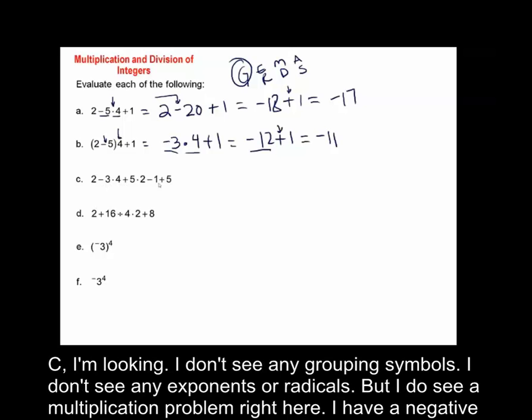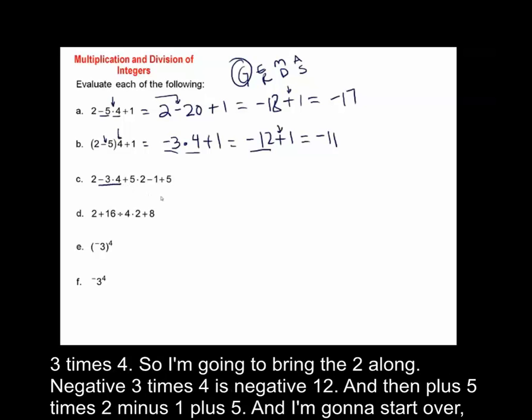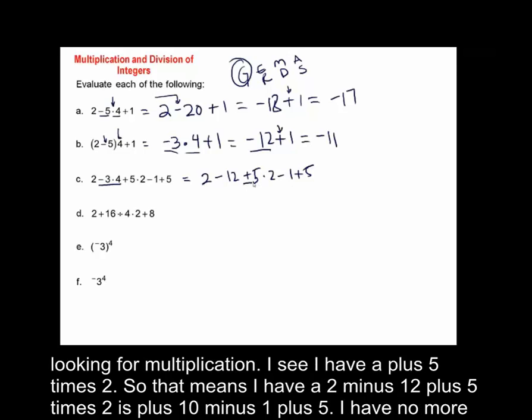C, I'm looking, I don't see any grouping symbols. I don't see any exponents or radicals, but I do see a multiplication problem right here. I have a negative 3 times 4, so I'm going to bring the 2 along. Negative 3 times 4 is negative 12, and then plus 5 times 2 minus 1 plus 5. I'm going to start over looking for multiplication, and I see I have a plus 5 times 2, so that means I have a 2 minus 12, plus 5 times 2 is plus 10, minus 1 plus 5.